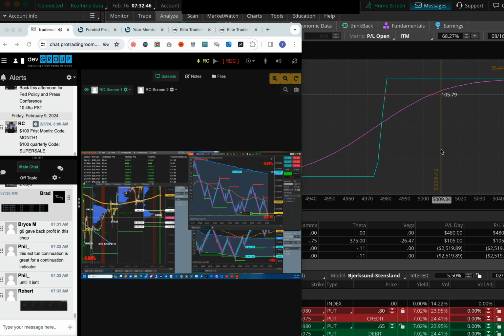So Phil's saying the extreme turn continuation is great for a continuation indicator. Yeah, I teach and train on both ways, gang. It's meant to be a turning point indicator, but it also will identify pockets of strong momentum. I don't do anything with that except stay out of the direction it's going or fighting the direction. But yeah, it's definitely powerful.